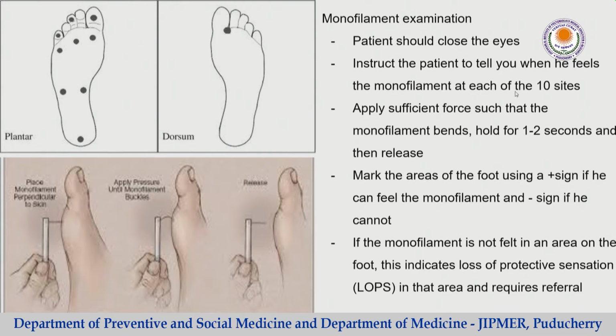The patient should tell us whether he or she feels the monofilament at each of these sites, including the plantar and the dorsum. Mark the areas of the foot using a positive sign if the patient can feel the monofilament, and a negative sign if he cannot feel the monofilament. If the monofilament is not felt in an area on the foot, this indicates that the patient has loss of protective sensation in that area, and requires close follow-up and referral.